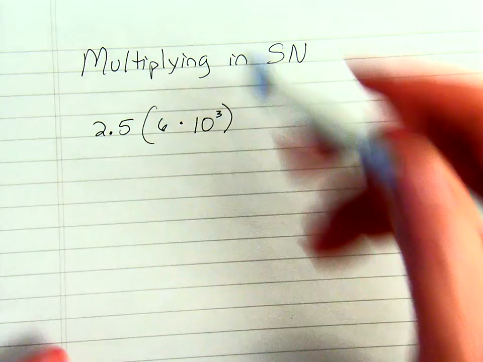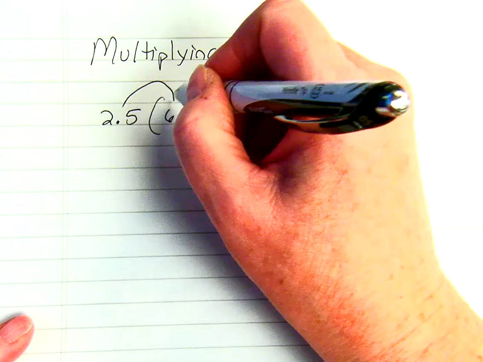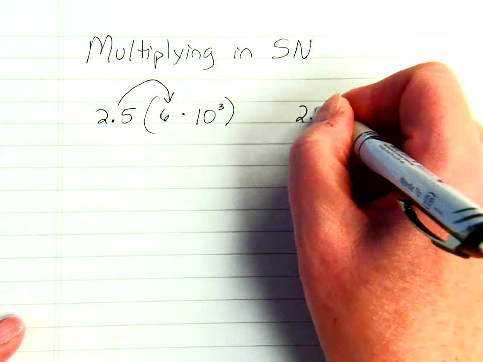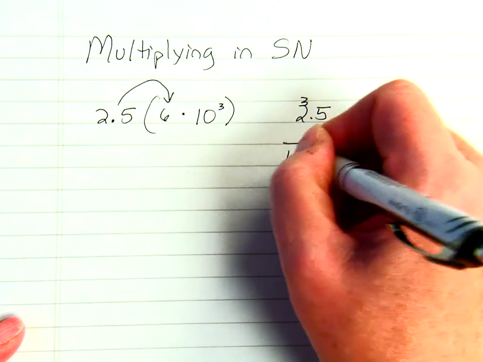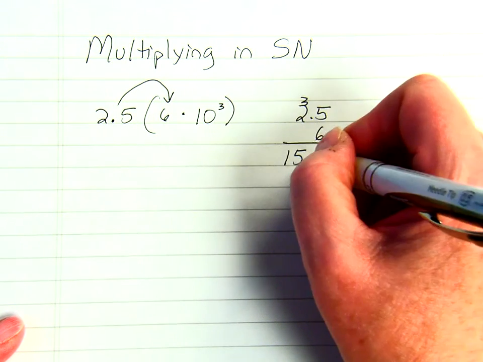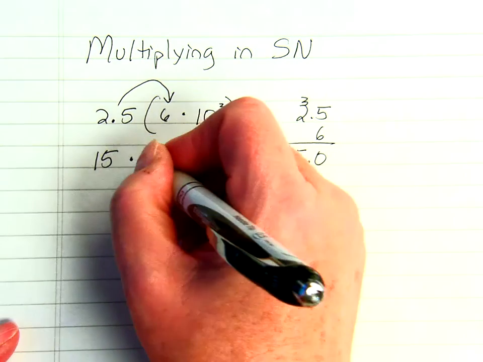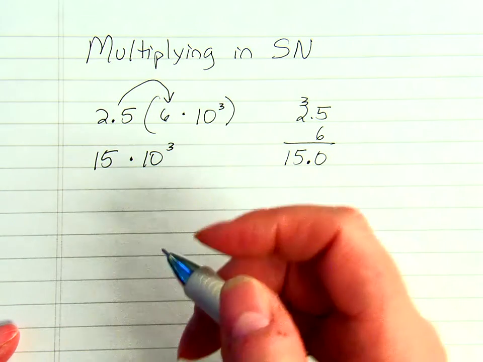What we're actually doing here is not multiplying anything times our power of 10. We are just multiplying the 6 times the 2.5. 2.5 times our 6 gives us 15, and we have one decimal place here. So what this gives us is 15 times 10 cubed. Now, hopefully, you're looking at that going, wait, Mrs. Basic, that's not scientific notation. I hear you.